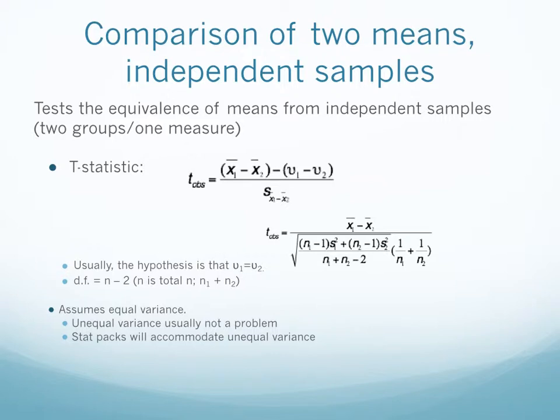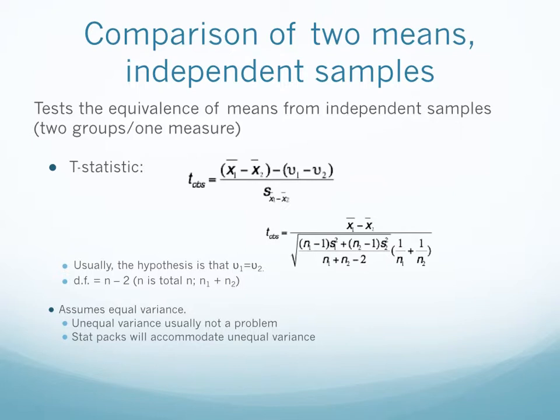So when comparing two means with independent samples, that is, the test of the equivalence of means from two groups that are unrelated, two groups with one measure. So you're taking men and women, two groups, or you're taking people in Washington and people in Oregon, two separate groups, or you're comparing people who buy the brand with people who don't buy the brand, two separate groups. And in every case, you're asking them the same question or taking the same measure. So that's two groups, one measure.